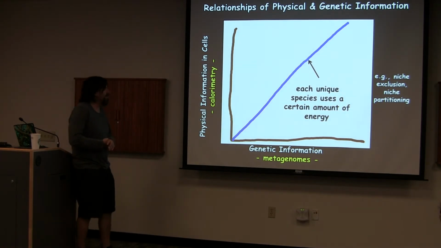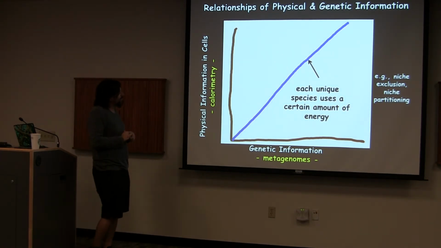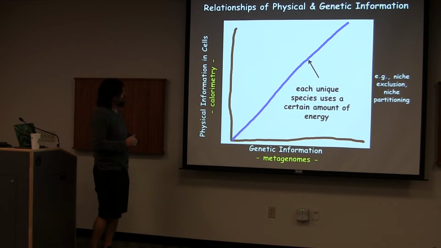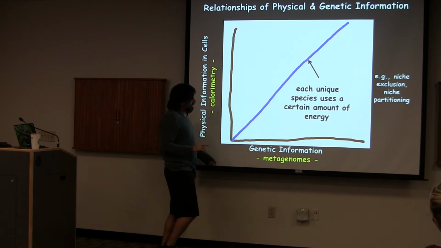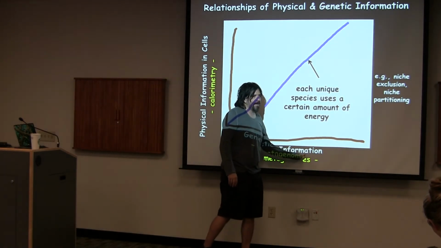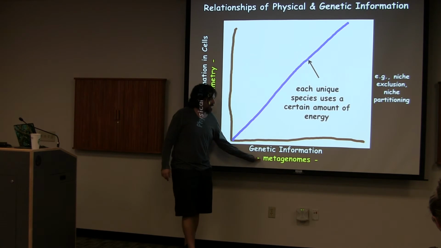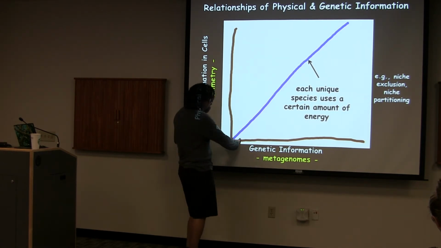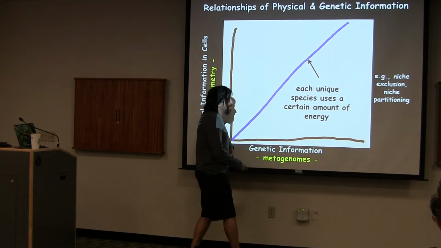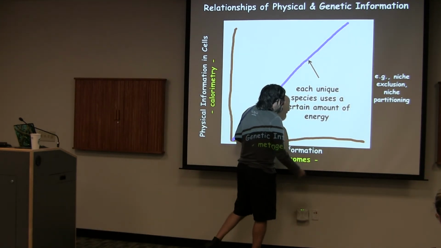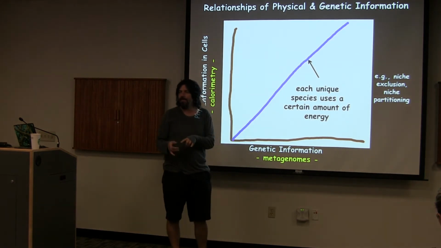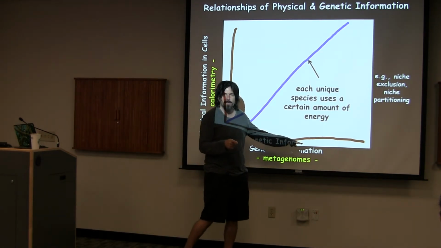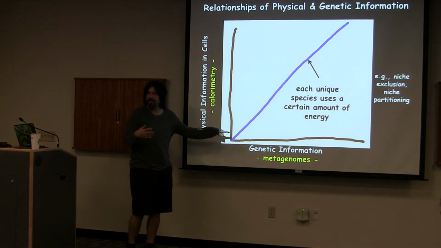So how does this probably look? What I'm going to argue is that we can actually measure it. This is basically a graph where you have genetic information going along here. For our purposes, this is metagenomes. This could be one genome going along here, with a lot of E. coli, and this axis gets longer, or you can have a mixture of different species going along that axis. You just have a big line of genetic information. Everybody know that idea?